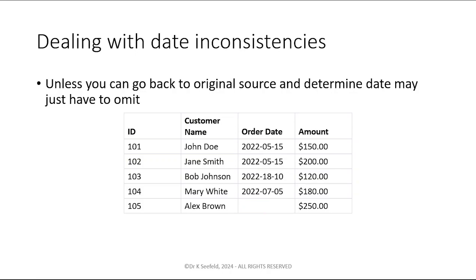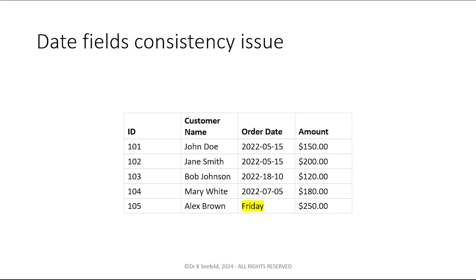So how do you deal with that? You might just have to omit it. It's not necessarily better to have missing data versus inconsistent data, but it's sometimes a trade-off, because you can't determine based on this what date Friday was. It's possible that you could go back and look up by ID and customer name and figure it out, but sometimes that's not survivable if you have tens of thousands of rows.